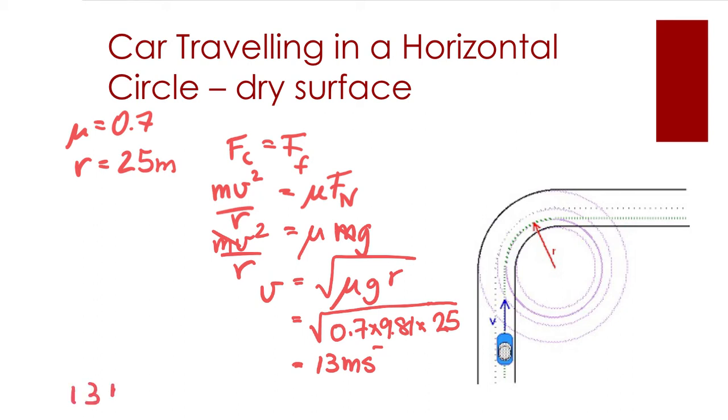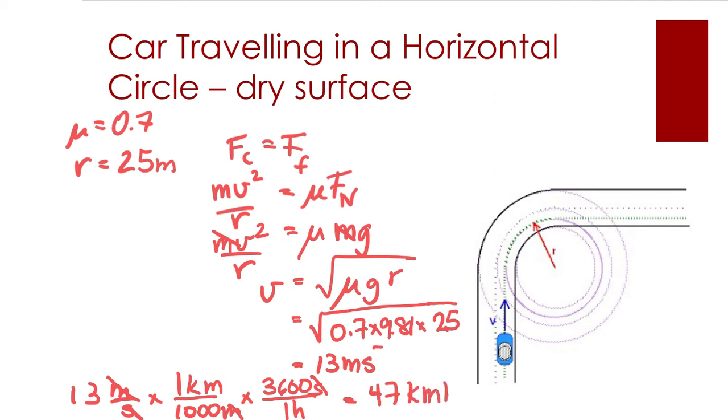Now, 13 meters per second, and let me write it as fractions. I know that there's 1,000 meters in 1 kilometer and 3,600 seconds in an hour. Remember, we write it in this way so that the units cancel out, and now we're going to be left with kilometers per hour. And in this case, I get 47 kilometers per hour.